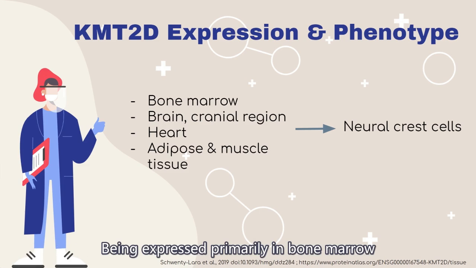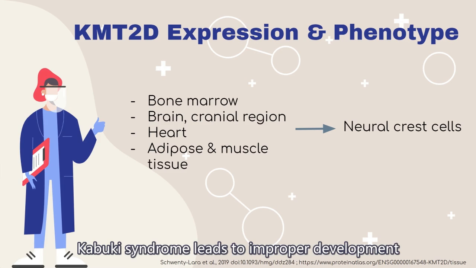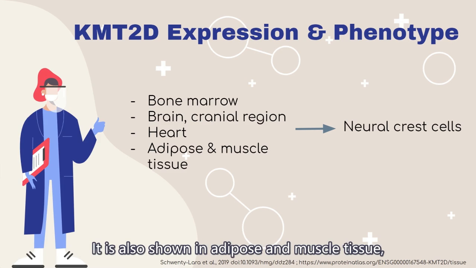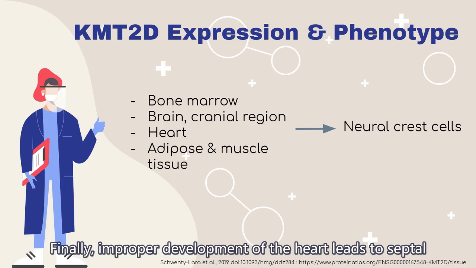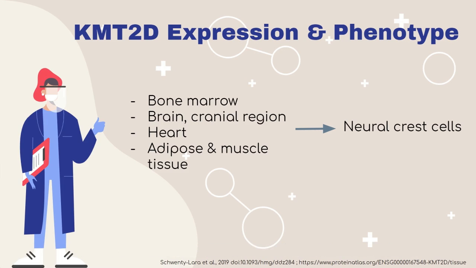Being expressed primarily in bone marrow and the brain is consistent with the idea that Kabuki syndrome leads to improper development, particularly in a cranial region. It is also shown in adipose and muscle tissue, which would explain the hypotonia and malabsorption. Finally, improper development of the heart leads to septal defects and coarctation of the aorta.